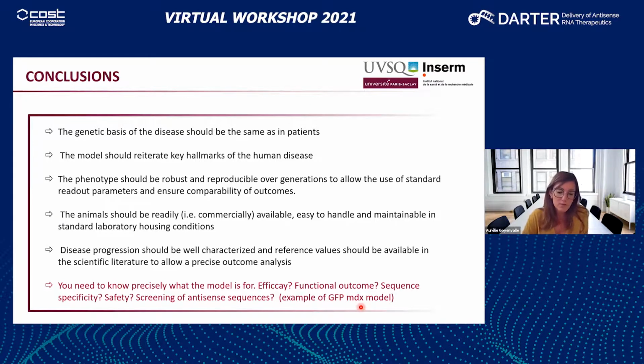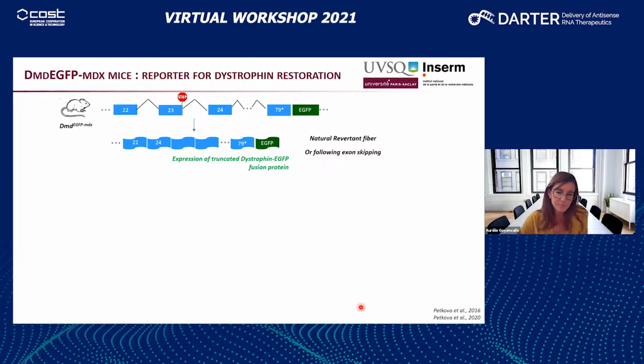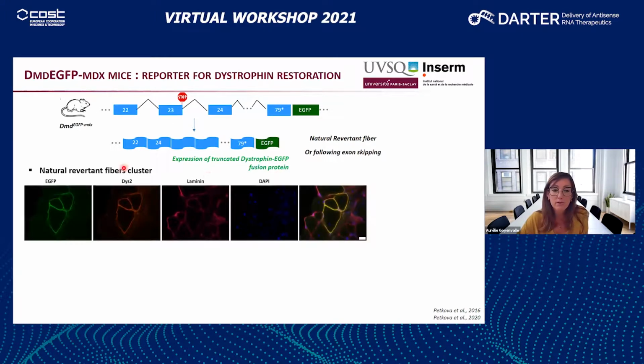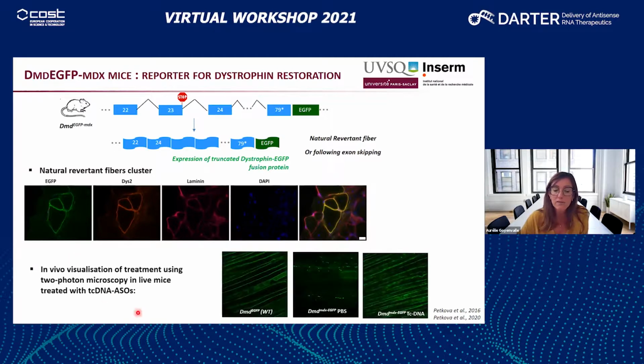And I just wanted to show you, this is the last slide, about a reporter mouse model that exists for Duchenne, where the DMD gene has been fused to GFP, and then the mouse has been back-crossed with the MDX. So that allows you to look at the dystrophin revertant fibers, for example, just by looking at the GFP. And when you're doing a treatment, you can actually look at the mice treated in vivo. So you can do live imaging and look at the dystrophin live after treatment, like here, for example.